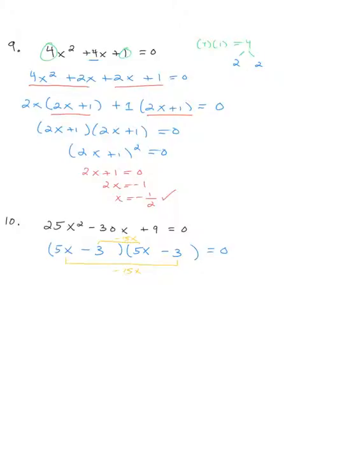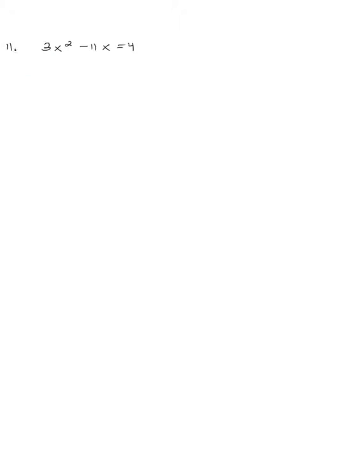Okay, this is really good. I know the whole thing factors as 5x minus 3 times 5x minus 3, or just 5x minus 3 squared. I therefore can take 5x minus 3, check to see where it's equal to 0, but by adding 3 to both sides and dividing both sides by 5 gives us our final answer. All right, so 3x squared minus 11x is equal to 4. I will subtract 4 from both sides.